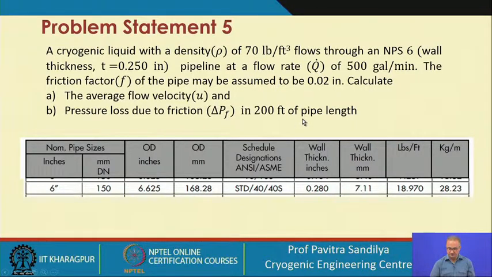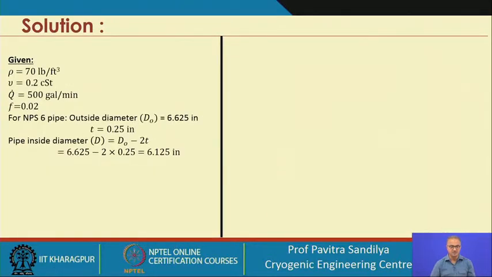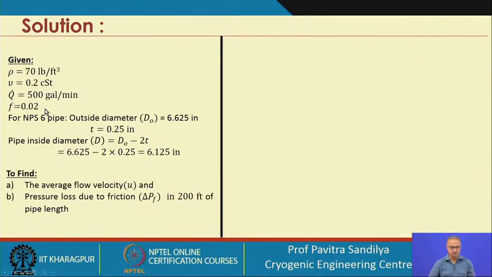the average flow velocity and the pressure drop. Okay. So, from this particular thing, we again go to NPS 6, and we find the schedule number is 40. So, we find out the wall thickness and the outer diameter, and we put all these expressions here. We find the inside diameter, and we write other values given to us, and we have to find out the average flow velocity and the pressure loss.